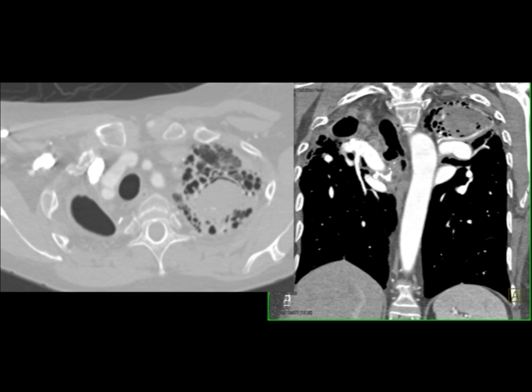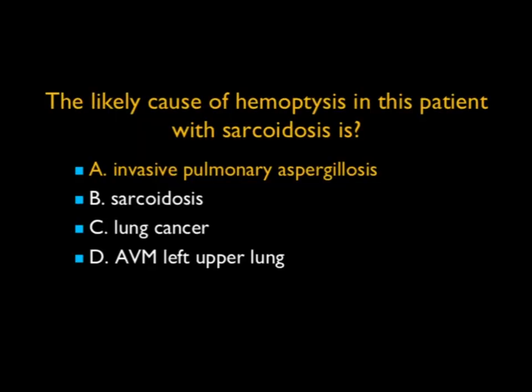Yes, the patient has sarcoid. This is not going to be lung cancer, though when you see a mass, you consider that, and it's not a vascular malformation. This is a beautiful case of invasive pulmonary aspergillosis in a patient with sarcoid. Cavitary lesions in the apices can often lead to hemorrhage, which was the event in this patient.